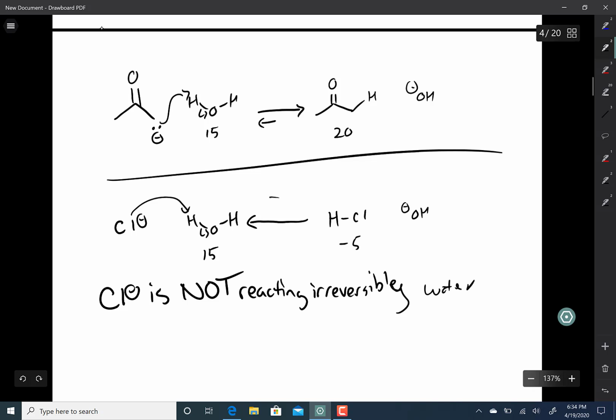The key is here, this arrow here. It's not pointing away from these two. That means this reaction, chloride grabbing the H off of water, does not occur.